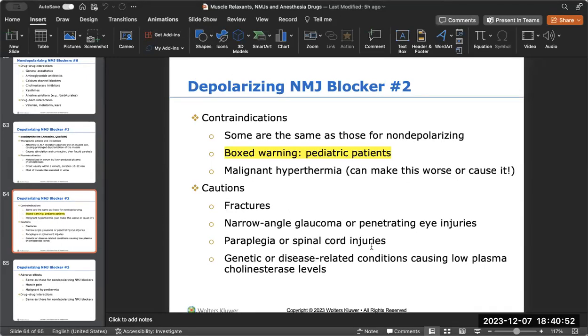Paraplegia, right, or spinal cord injuries, because it's going to cause stimulation and then flaccidity. And for these patients, it might not act or react the same way and it could cause injuries. And things like that. But the main thing that I want you to know is that it can cause malignant hyperthermia. We don't want to give it to kids, and that these agonize those acetylcholine receptors because they're depolarizing. Succinylcholine is depolarizing, so it causes stimulation and contraction, and then it causes flaccidity or weakness in the muscles.